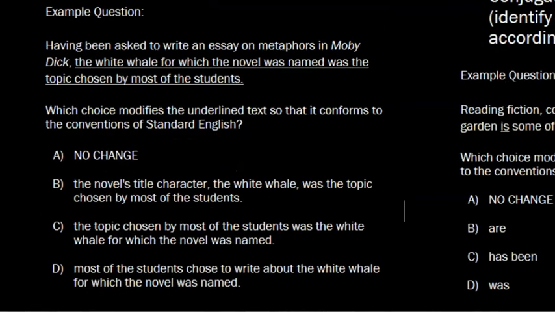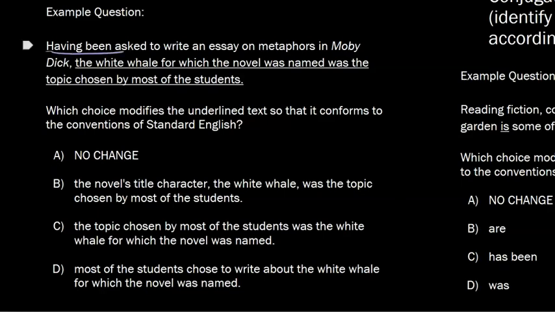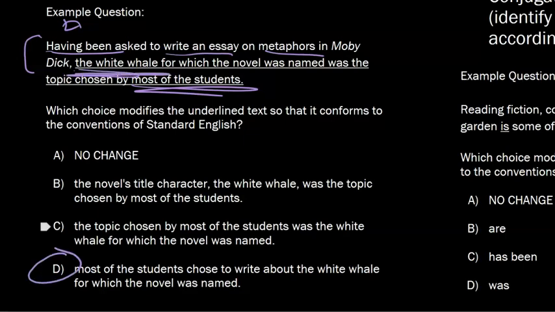Subjects must be next to their modifier. So if we have a subject of a sentence, having been asked to write an essay on metaphors in Moby Dick, the white whale for which the novel is named was a topic chosen by most of the students. Students here is our subject, because who's being asked? The students are being asked. Okay, so what's the answer? Well, this is our modifier. This first sentence is almost always the modifier. What's our subject? The students. So that means students must go right next to it, must go right here, and our answer is D.